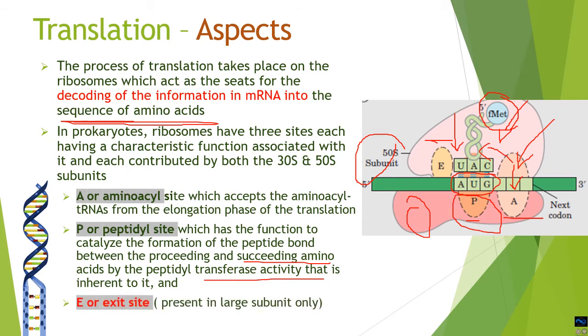And finally there is the exit site, the E site, which is present in the 50S subunit of the prokaryotes. This site is not present in the eukaryotes. Eukaryotes carry only A and P sites.